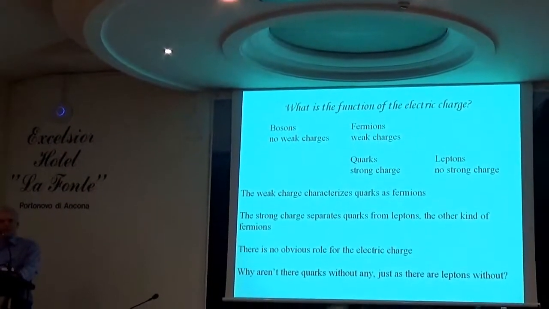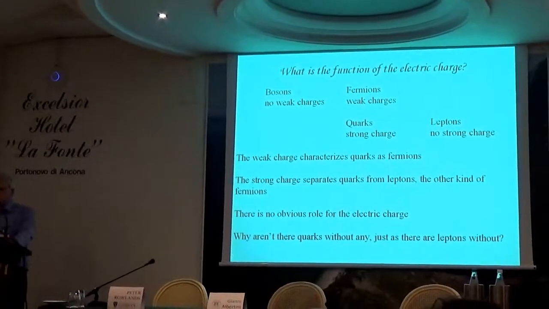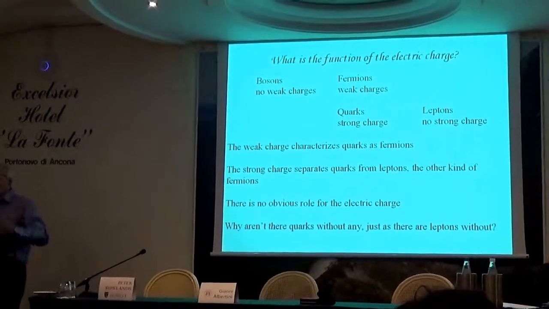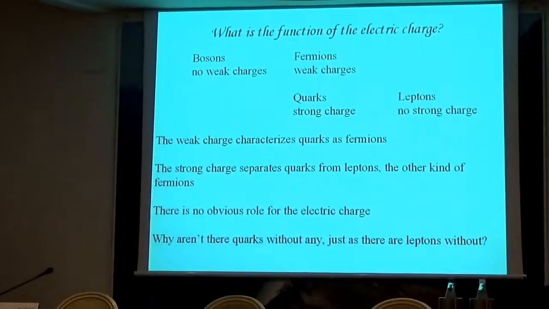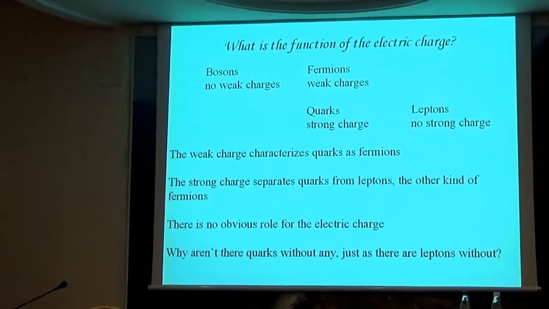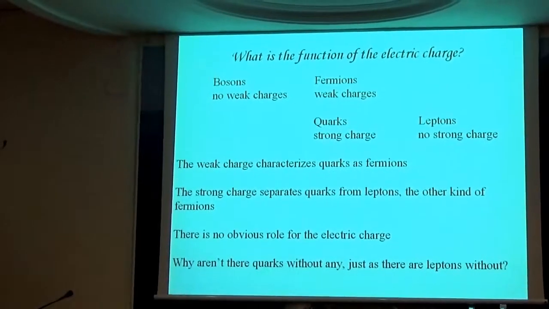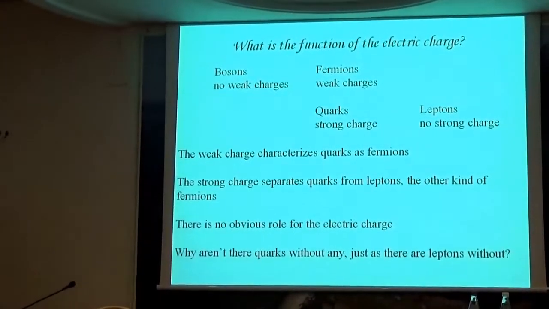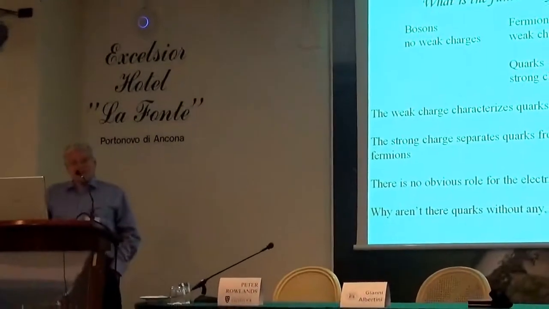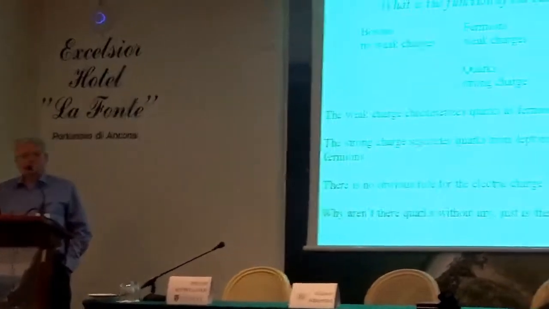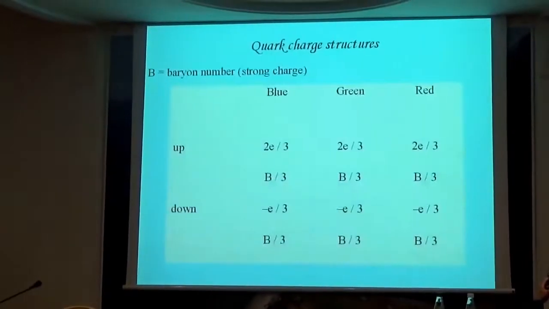But where does electric charge come into it? It doesn't. There's no obvious place for it there. It doesn't separate bosons, fermions, or quarks and leptons. Yet there are no quarks that we know of without any electric charges. They've all got an electric charge. But there are leptons without electric charges. So there's no obvious reason why that should be so.